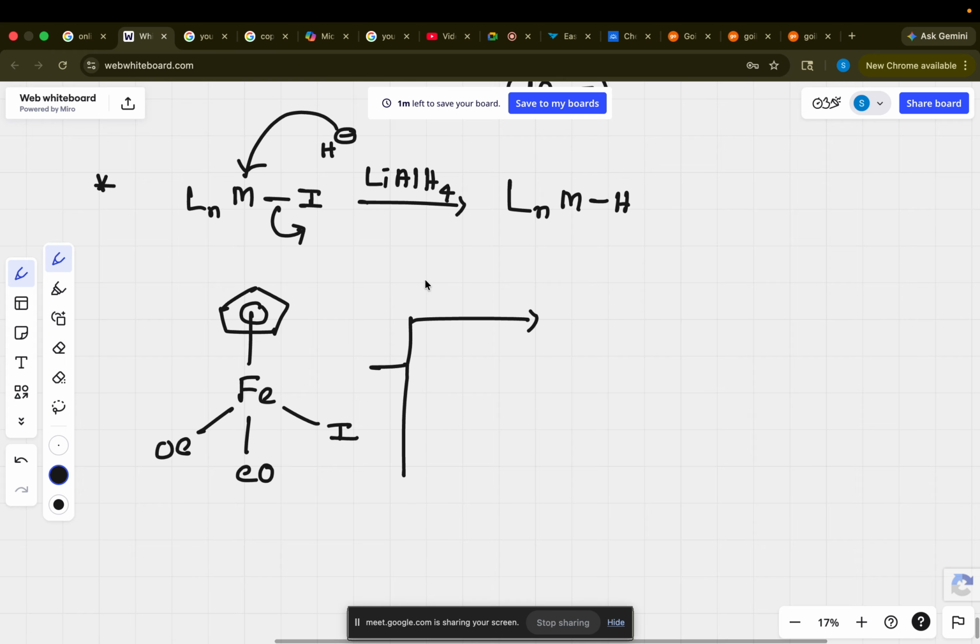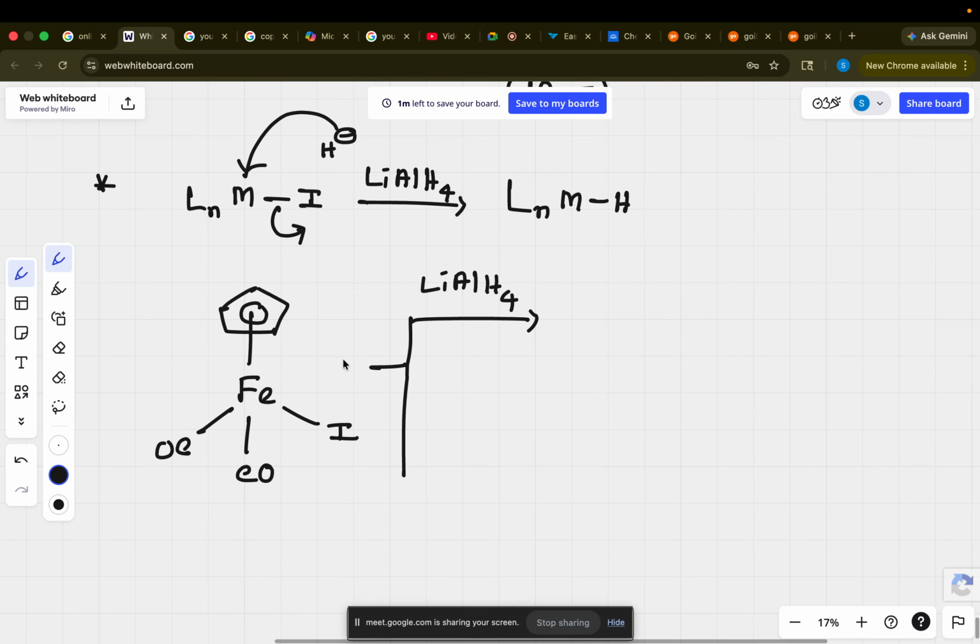Now first of all, I am treating this compound with lithium aluminum hydride, so can you tell me what will happen? How many electrons does this compound have? It is an 18 electron system, right? Yes, sir. So basically what will happen?